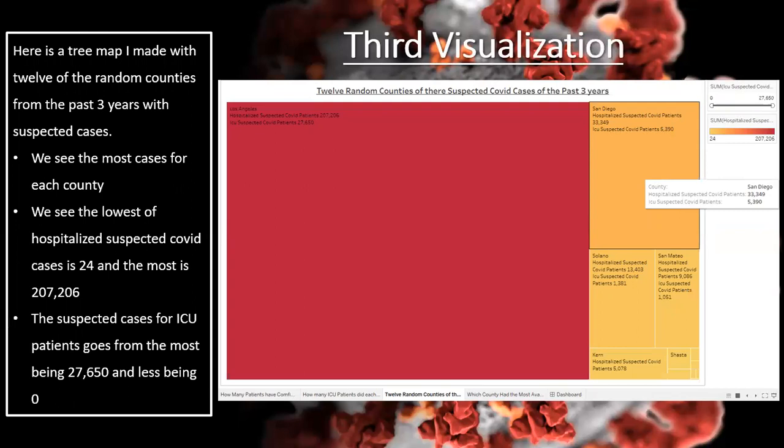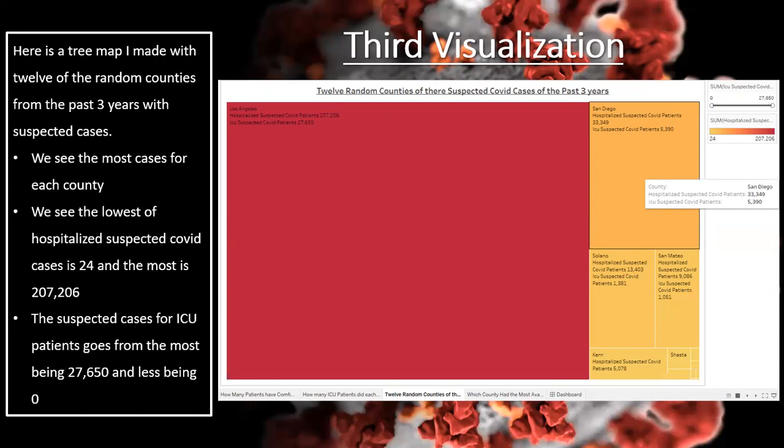For my next graph, I made a tree map of 12 random counties I just picked of the suspected cases, of the confirmed and suspected of the ICU patients and hospitalized patients for the past 3 years. I want to pull in random data and see what information I could get.